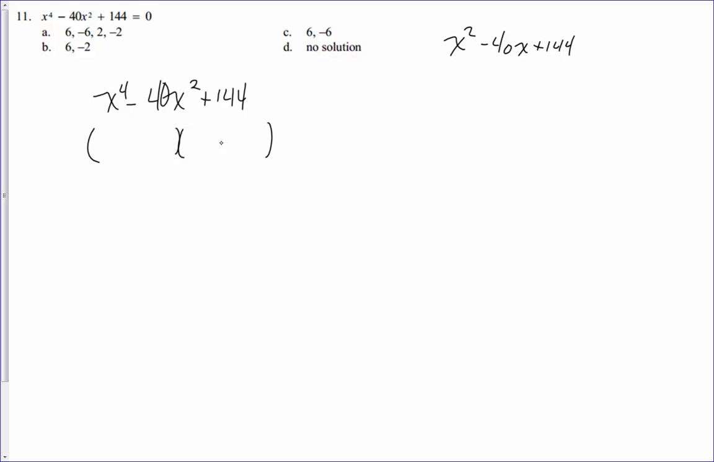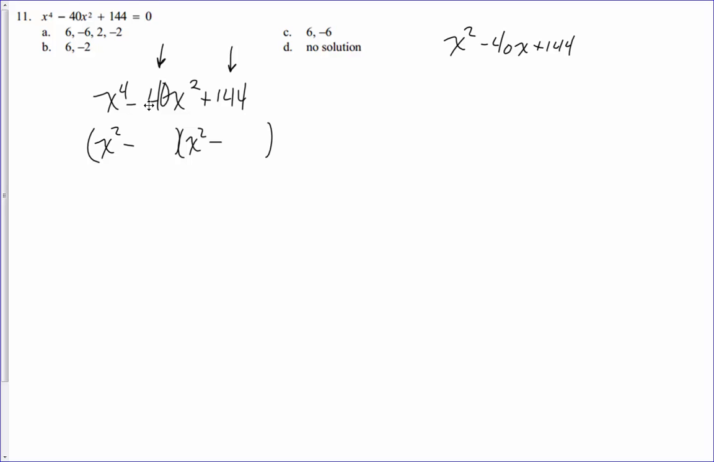After we factor it into each one of these parentheses, we're going to have to factor each one of these parentheses again. Okay, so what times what is x to the 4th? Well, that's x squared. Since this is positive, we know both signs are the same. This is negative, so both signs are negative. So now we have to figure out what multiplies to 144 and adds to 40. You can play around with factors of 144. We know 12 and 12 is 144, but that doesn't give us 40.